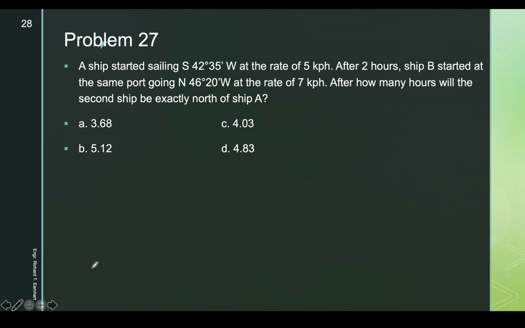A ship started sailing south or west of south, so this is read as west of south, 42 degrees 35 minutes at the rate of 5 kph. After 2 hours, ship B started at the same port going 46 degrees 20 minutes west of north, at the rate of 7 kilometers per hour. So after how many hours will the second ship be exactly north of ship A?